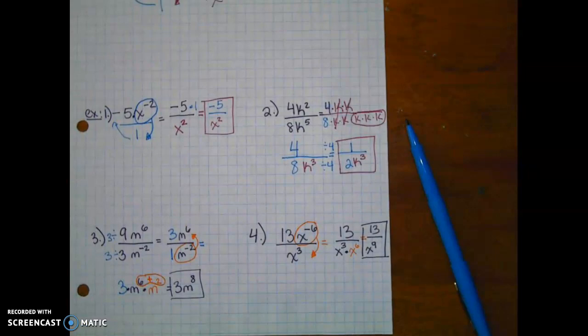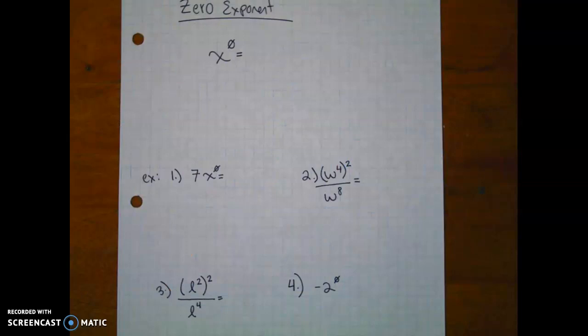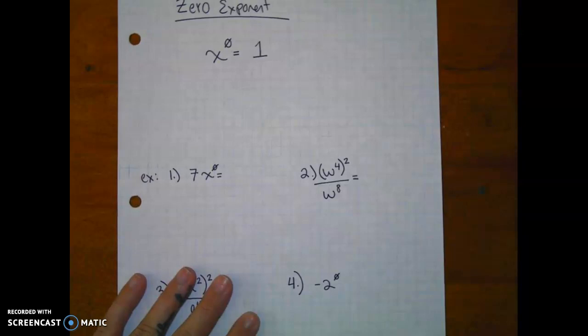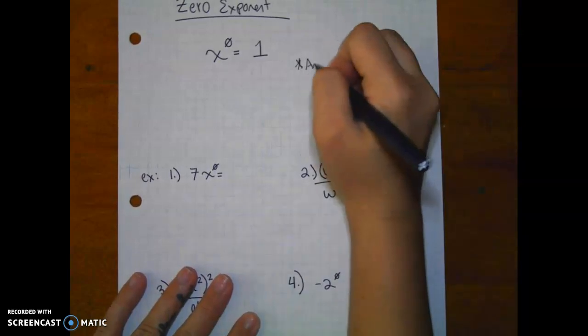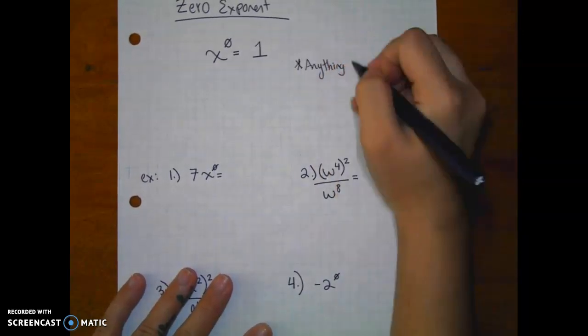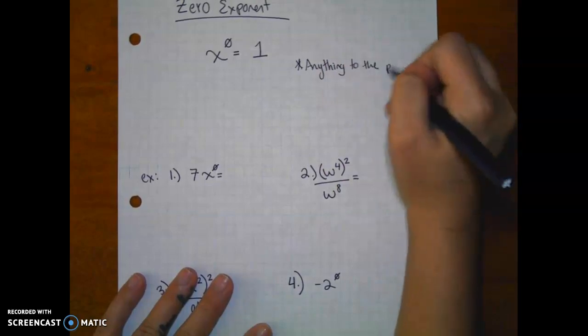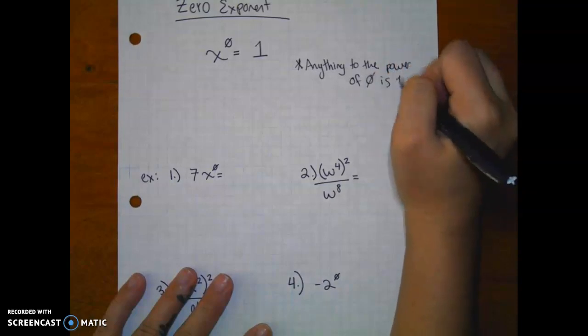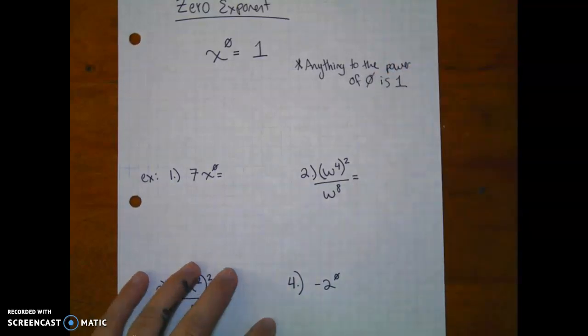Now get ready for the zero exponent, a very special one we're going to learn. Zero exponents. It's going to be so simple you're going to laugh at yourself. Any number, letter, variable to the power of 0 is going to be equal to 1. A giant 1. So anything to the power of 0 is 1, or equal to 1.